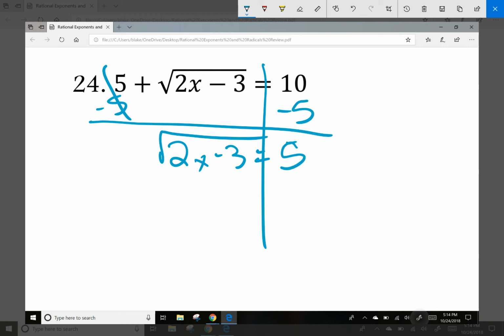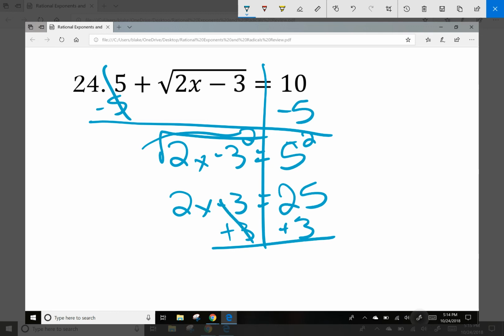All right, now I can't go inside the radical till the radical's gone, so it's a normal square root. So the opposite of a square root is squaring, right? So I'm gonna square this side, I'm gonna square this side. So squaring the left just cancels out the radical, leaves you 2x minus 3. Squaring the right, 5 squared is 25. So normal equation at this point, add 3 to both sides. You have 2x equal to 28, and then divide by 2. And x will equal 14.